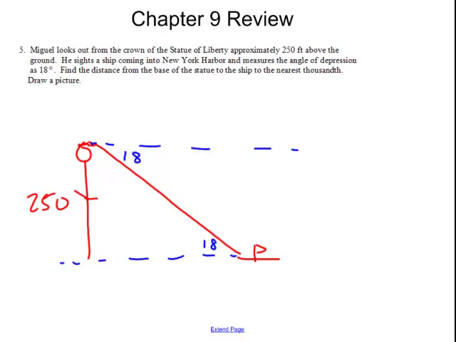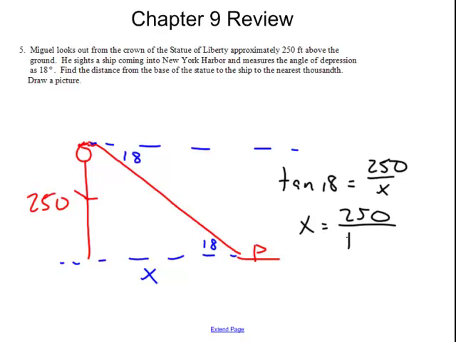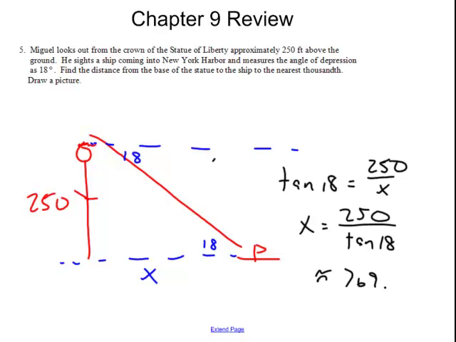And I am trying to find the distance from the base of the statue to the ship, which is this distance here. In order to solve that, I'm going to say that the tangent of 18 degrees is equal to 250 over x. So x is equal to 250 over the tangent of 18, which is approximately equal to 769.421 feet.